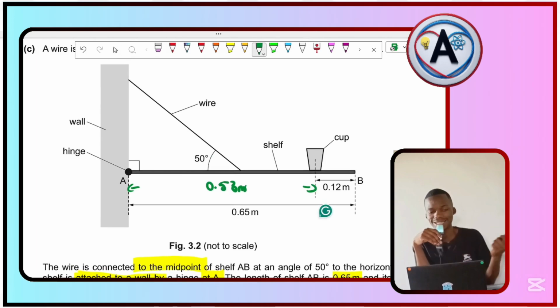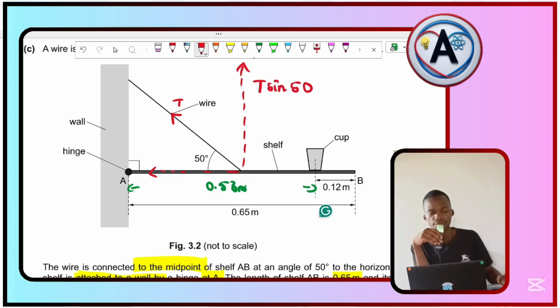So the wire is going to be under tension, right? It's going to be tensile. So if I go here, I label this my tension. I'm going to resolve it, guys. I want to resolve my forces. I have that direction, and I have that direction. So if I turn away from the angle, I arrive at T sine 50.